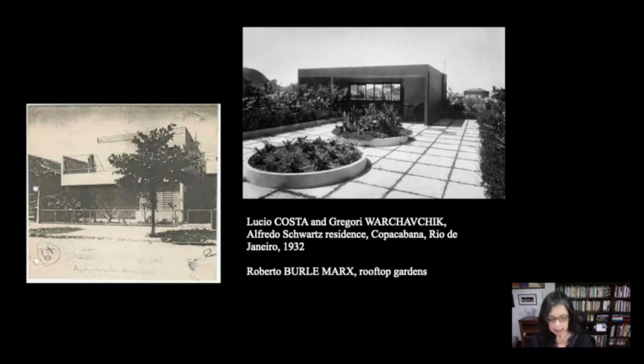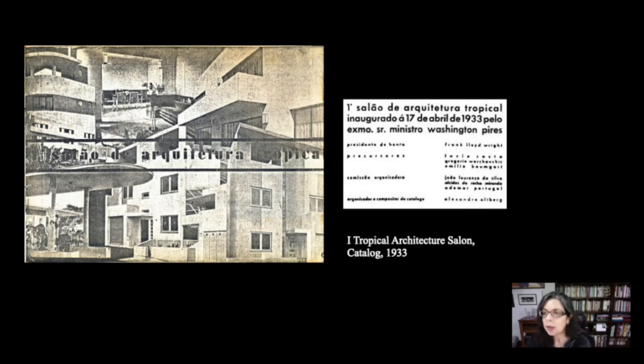A year later, in 1933, the first tropical architecture salon, organized in Rio by Alcides da Rocha Miranda, named as its honorary president Frank Lloyd Wright, who had visited the country two years beforehand. It also nominated Lúcio Costa, Warshawski, and the engineer Emilio Baumgart as precursors of Brazil's architectural modernity. The choice of honorees and the idea of a tropical architecture seemed to indicate that the links between nature and architecture were central to creating national art.